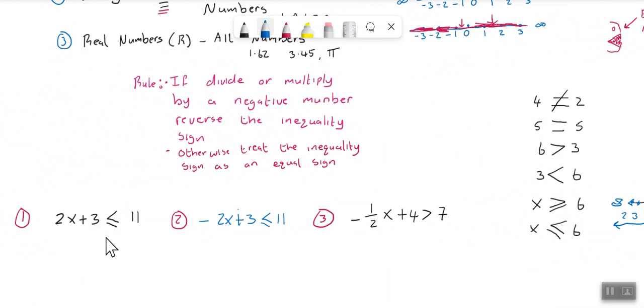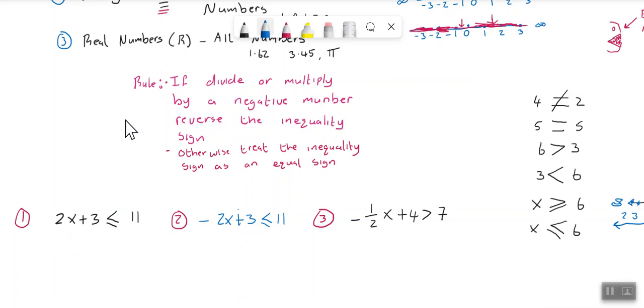What we're going to do is work on each of them and solve for the value of x. So let's work through each of these inequalities. There's one rule. Basically we treat them exactly like the linear equations that we've looked at already, except with one rule. So we have this rule.